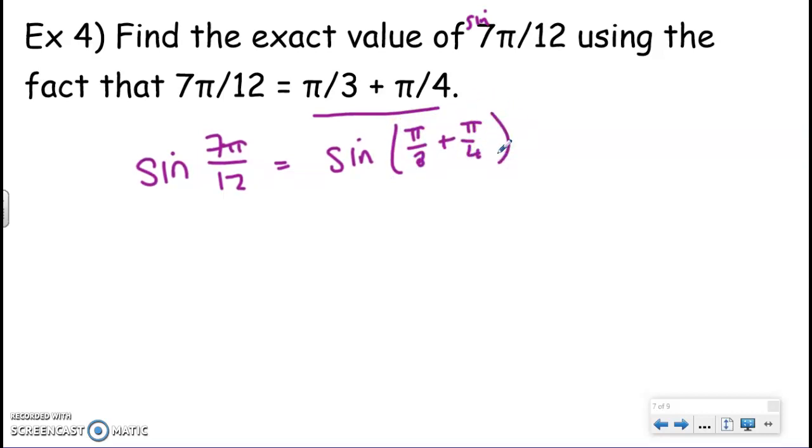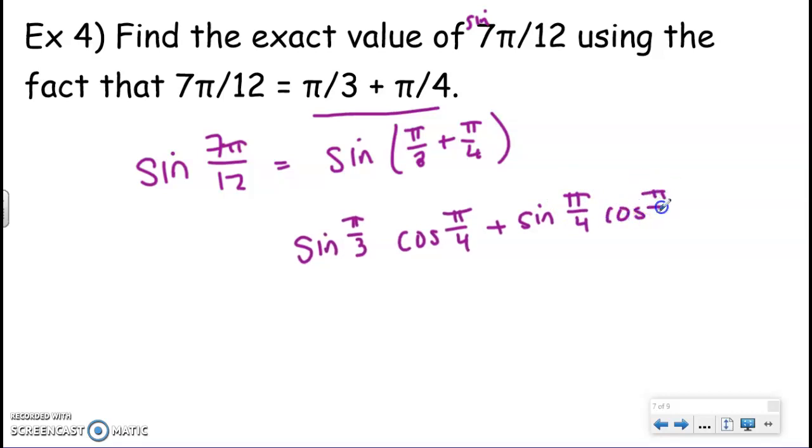Okay, so if you use that formula sheet that I gave you, we're using the sum of sine formula, so we're going to do sine of alpha, sine of the first angle, I'll say, times cosine of the second angle plus sine of the second angle times cosine of the first angle.